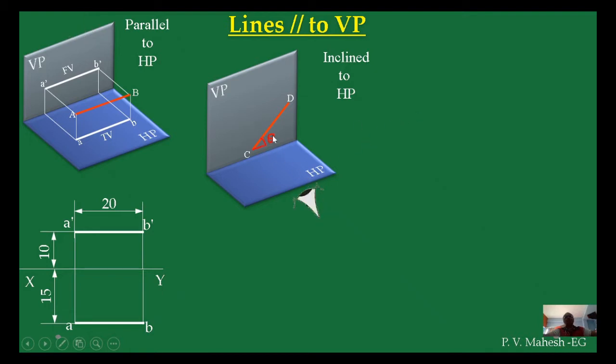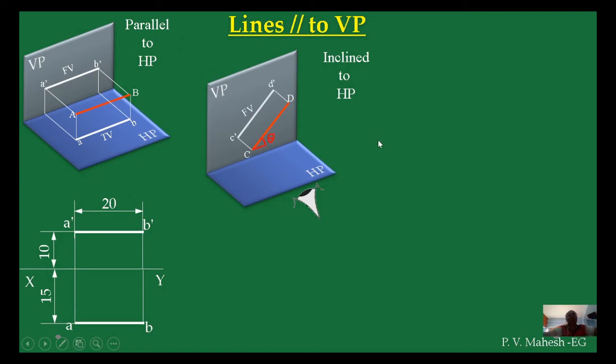In front view, the observer is seeing from the front. You will see the true length of the line as well as the inclination of the line with HP in front view. Okay. Now, as I said previously, when the line is parallel to VP, the distance of C and the distance of D from VP must be equal. So this distance is known. That's why, because these two distances are equal, you will see the true length in the front view. So this is the front view.